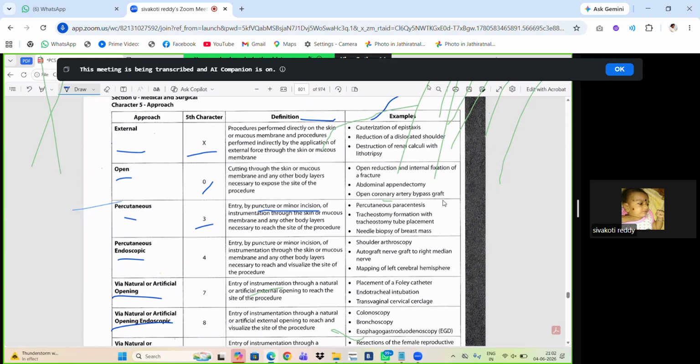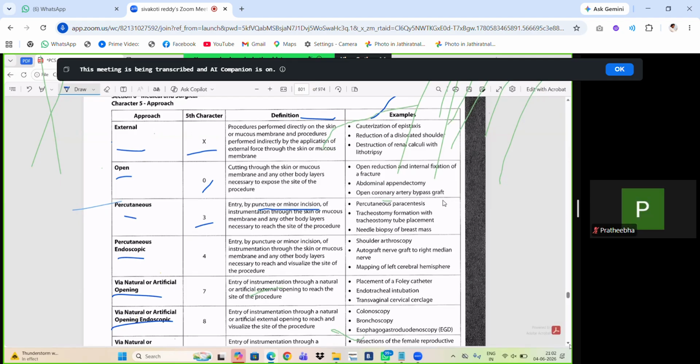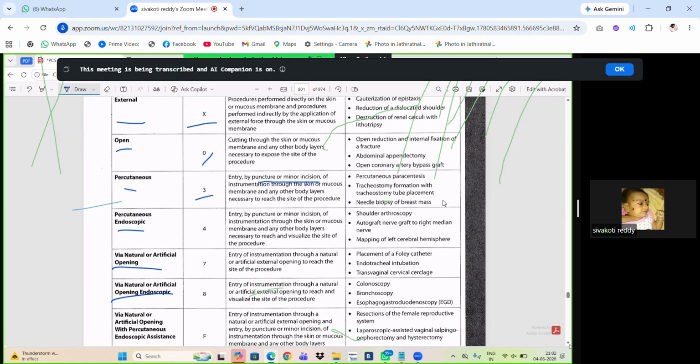Then percutaneous endoscopic. Scopy means visualization, video examination. For that, the scope is an instrument they connect with a camera, insert into our body, and visualize on the computer, and they perform the procedure or examine the body part.